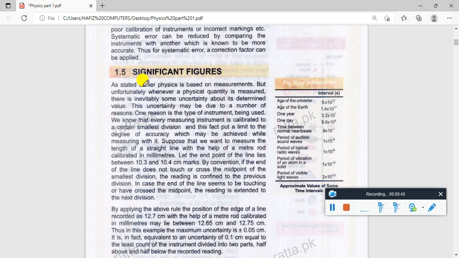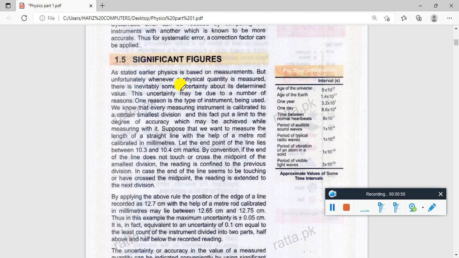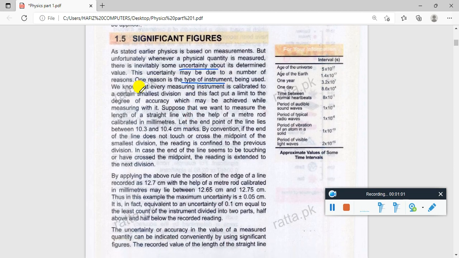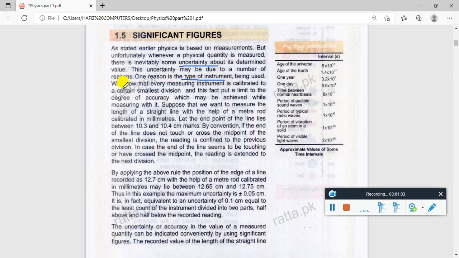As stated earlier, physics is based on measurements, but there is an uncertainty in the values of measured physical quantities. One reason is the type of instrument. Why is there any uncertainty? We know that every measuring instrument is calibrated to a certain smallest division, and this fact puts a limit to the degree of accuracy which may be achieved while measuring it.